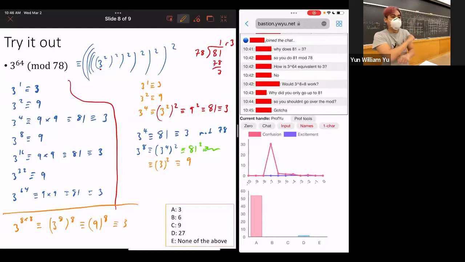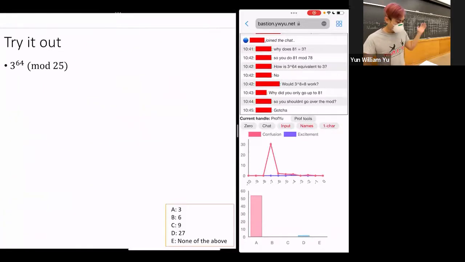Okay, let's try another one. Hopefully you have a sense of what's going on here. I know it's confusing. This is one of the harder concepts that we're going to be discussing in this class, which is this equivalence. Somehow when you were in grade school, you learned that a number is a number, and then you had lots of numbers and they were all different. The key here is that you only have 78 different numbers, and any bigger number is just equivalent to one of the smaller numbers. So you can always replace it with a smaller thing because small numbers are easier to work with. Okay, so let's try 3 to the 64 mod 25 instead.